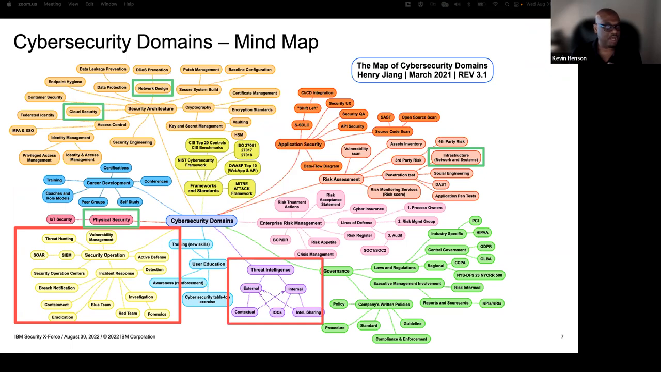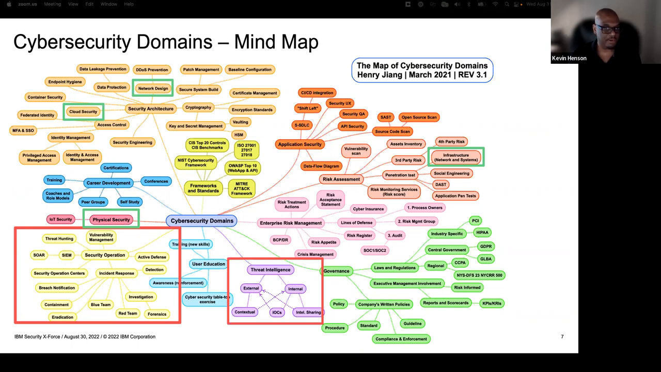For instance, I normally support what's in the red boxes. So my domains, I touch mainly security operations down there on the left. And in the middle, you see threat intelligence. Those are the two domains that I normally interface with every day.